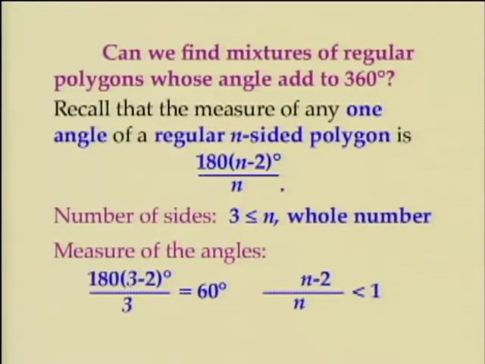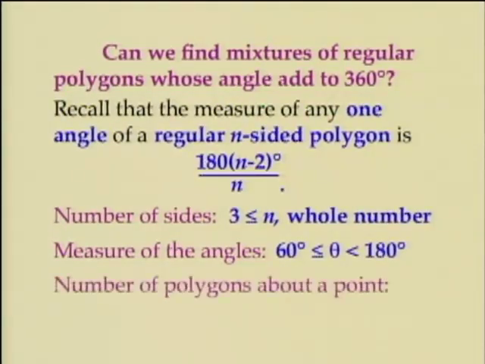The upper bound, well, if you look at that formula, I've got n minus 2 over n. I'm putting in positive numbers. So that number, whatever it is, is a fraction less than 1. And then when I multiply both sides of that by 180, that means that the upper bound on that angle would be 180 degrees. So I cannot have an angle in these polygons bigger than 180 degrees.